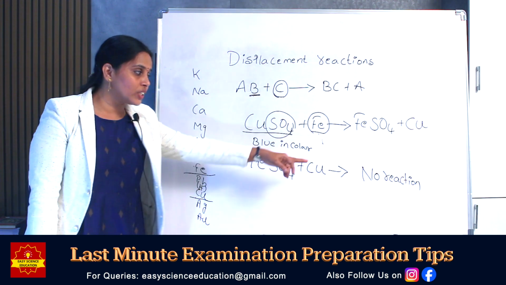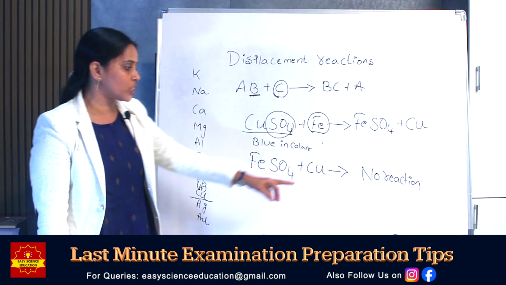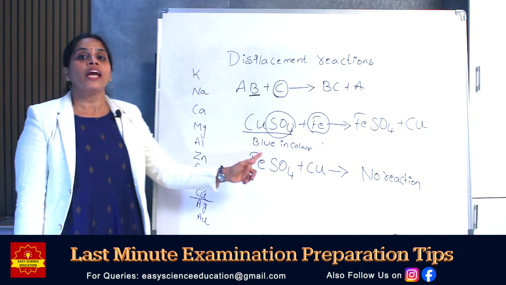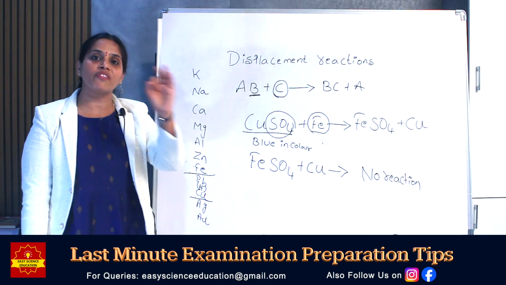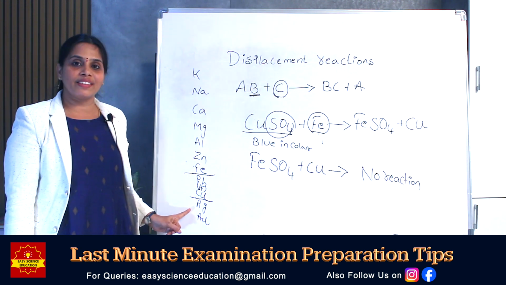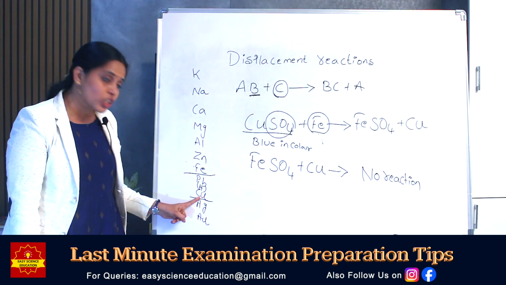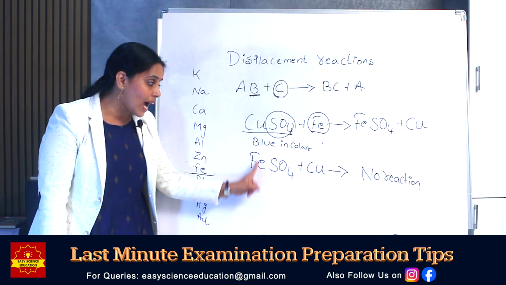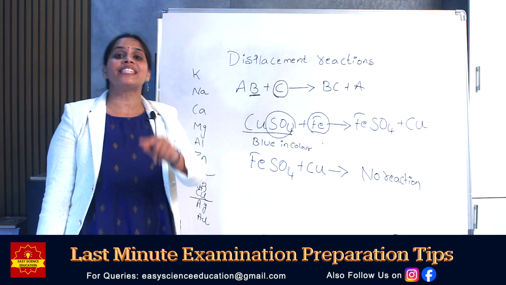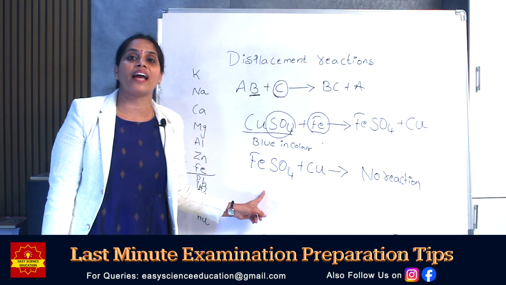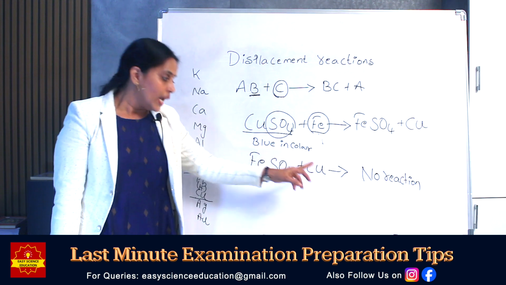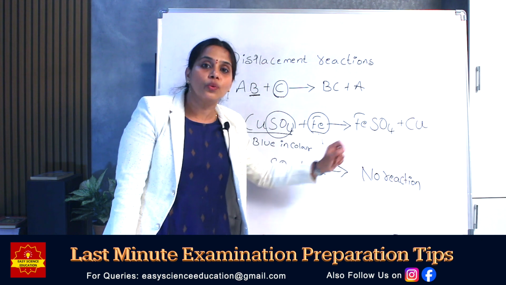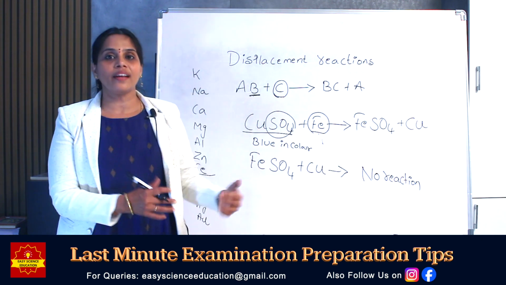Because there is no reaction. Why is there no reaction when copper turnings are added to iron sulfate? That's why I told you first, in order to write a displacement reaction, you should know about the reactivity series. Observe copper. The position of copper is at the bottom, iron is on the top. That means iron is more reactive than copper. Less reactive metals cannot displace highly reactive metals. It's not possible. Copper is less reactive when compared to iron. That's why here no reaction. You cannot get copper sulfate and iron in this reaction.